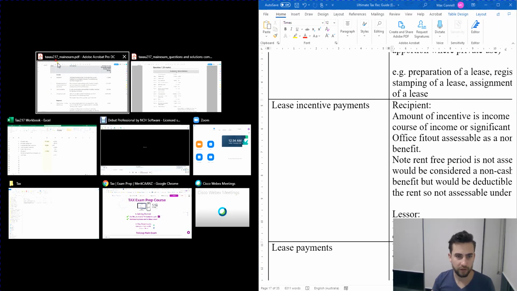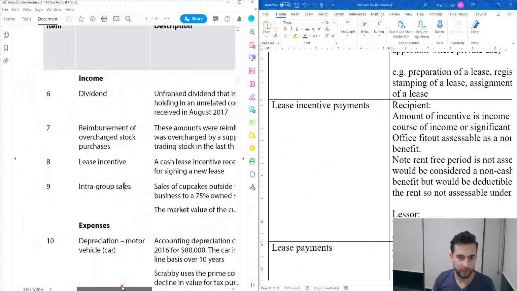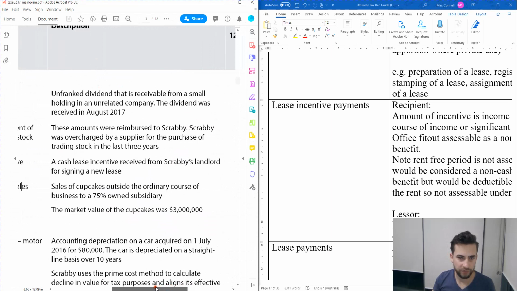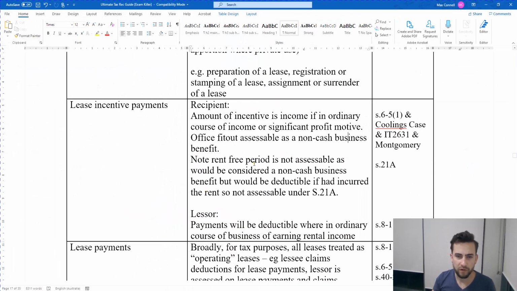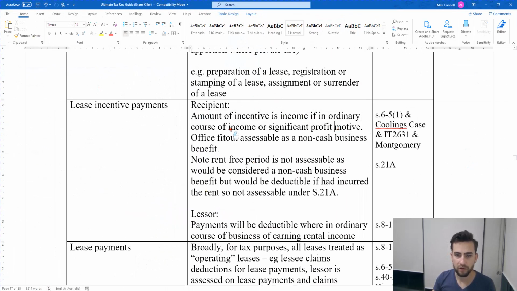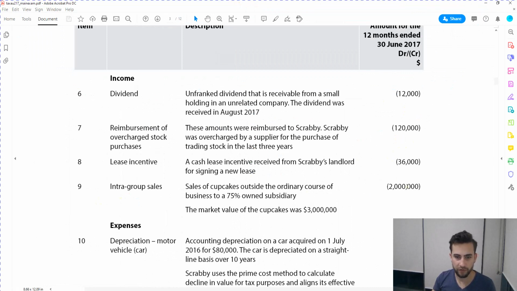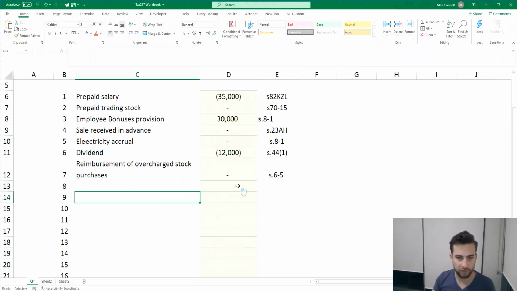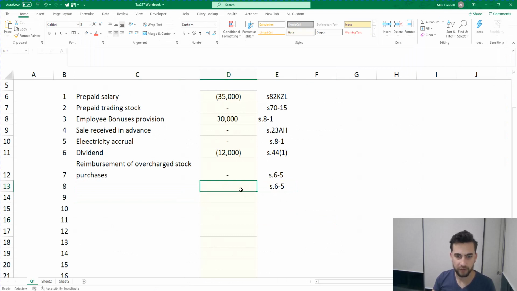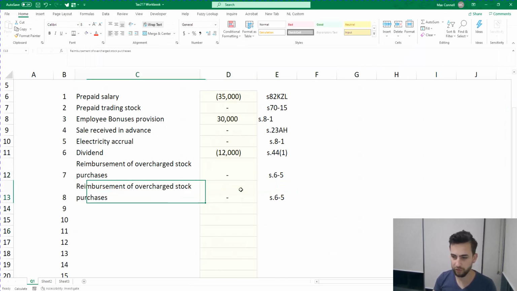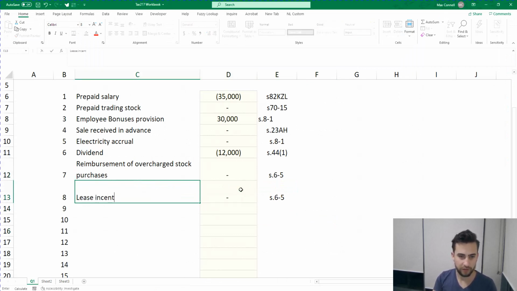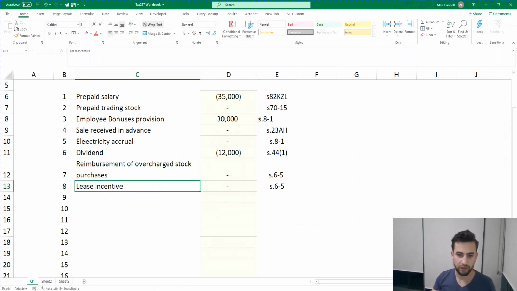So let's have a look here. A cash lease incentive received. Okay, it looks like it is assessable under section 6-5. So because they've already included it over here as $36,000, there's going to be no adjustment here for the lease incentive according to our tax rec guide. Okay, cool. Nice and easy.